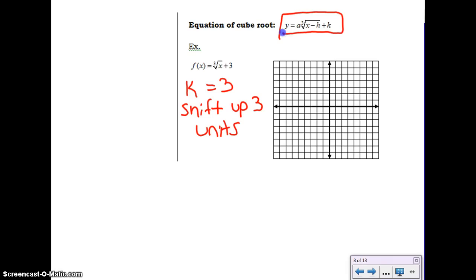I am again going to draw my parent function in black, and then I'm going to draw this transformed function in red, and go ahead and pause the video here so you guys can try graphing the transformation on your own as well.